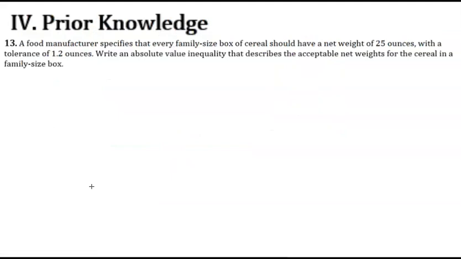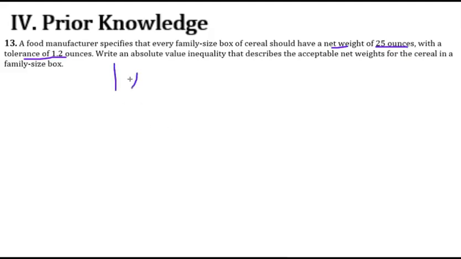Part 4, Prior Knowledge. Number 13. A food manufacturer specifies that every family-sized box of cereal should have a net weight of 25 ounces with a tolerance of 1.2 ounces. Write the absolute value inequality that describes the acceptable net weights for the cereal in a family-sized box.